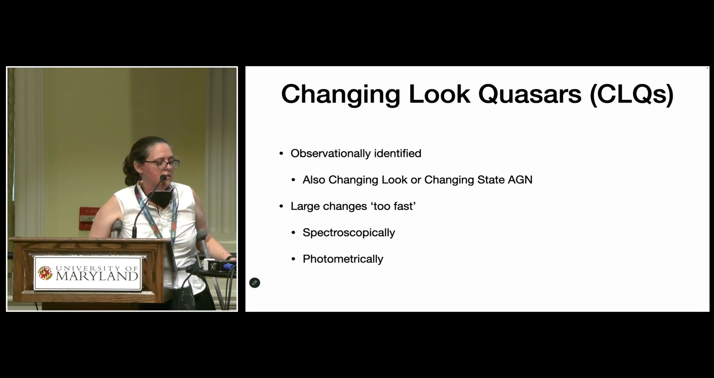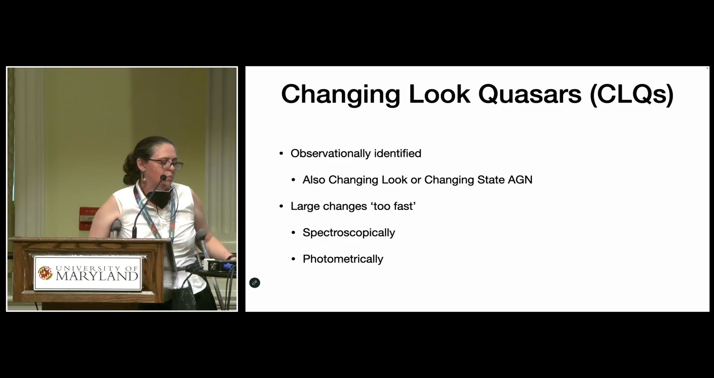There's another thing that might be a signpost for exciting EMRIs and the dynamics of nuclear star clusters, and these are changing look quasars. They are also observationally identified. They're also called changing state, and really at this point we've expanded it to AGN. They don't have to be quasars, they can be Seyferts, whatever.